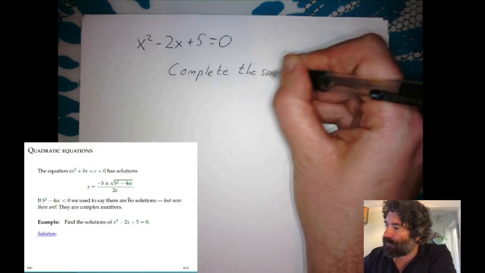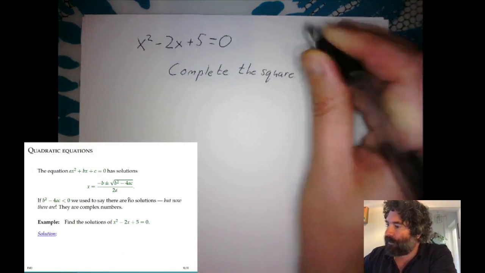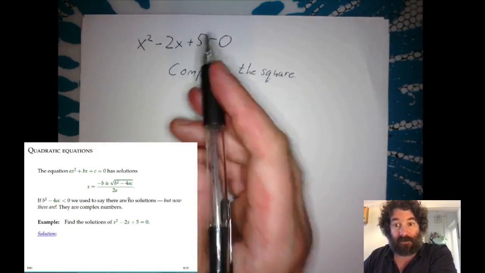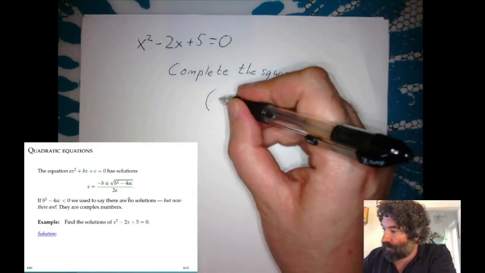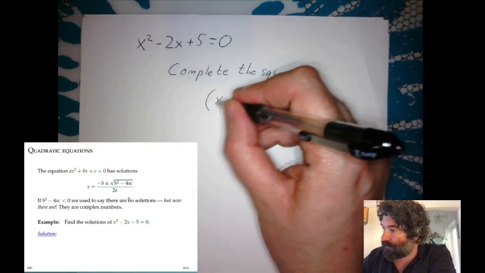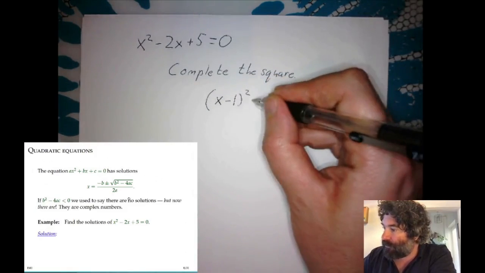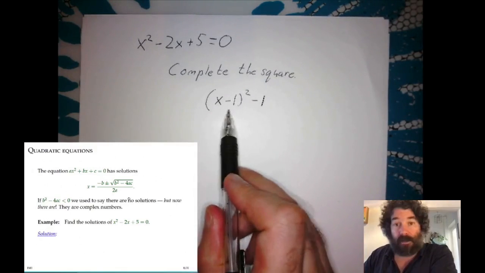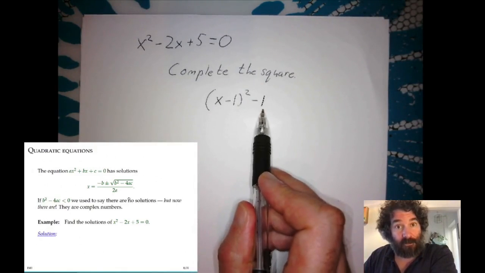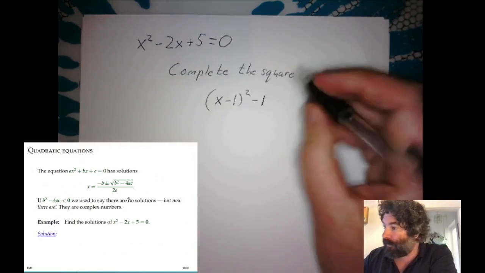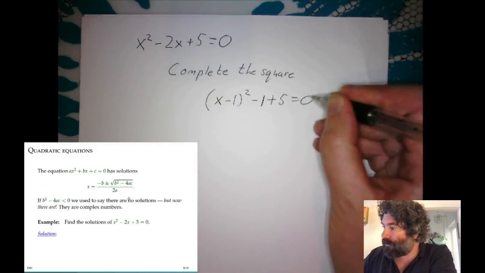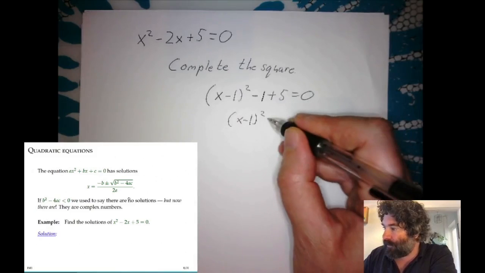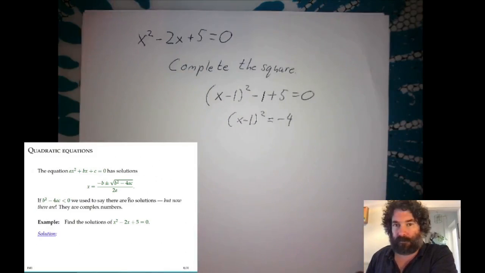So we do what's called completing the square. And what that means is we just write this x squared minus 2x as a square of some expression involving x. So this x squared minus 2x is going to be (x - 1) squared minus 1. Note that this gives us x squared minus 2x, and then plus 1. We have to subtract off the 1 because we have a plus 1 there. And then plus 5 equals 0. So this would be (x - 1) squared equals -4.